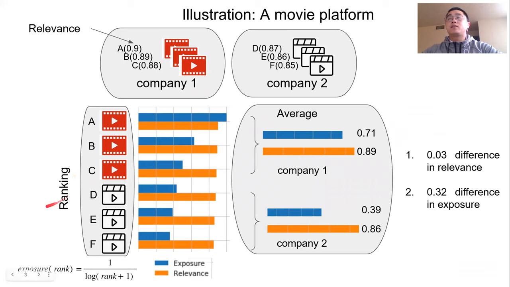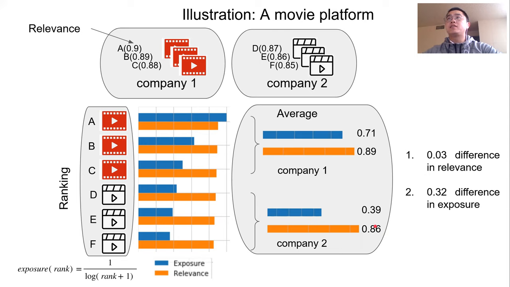When we want to do a ranking task, traditionally, we will sort the movies according to their relevance. First we rank A, B, C, then D, E, F. Each rank has its exposure. Exposure is defined as how likely a user will view this rank. And we accumulate the relevance and exposure for each company. We found that although the movies from each company have very similar relevance, their exposure is tremendously different.